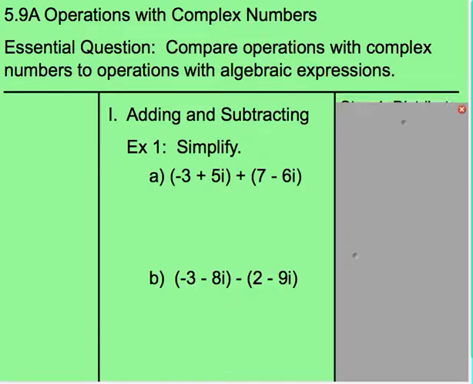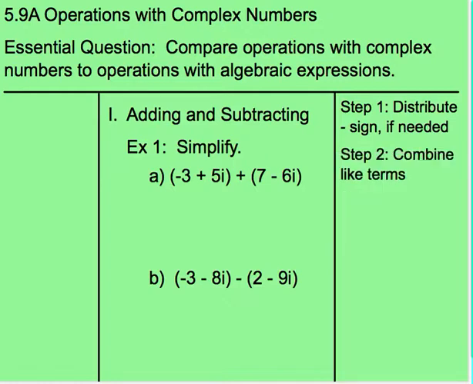So step one is if you have subtraction, you're going to want to distribute the negative sign because it's easier to add than subtract. And then we're just combining like terms. So on part A, all we have is addition. Negative 3 plus 7 is 4. 5i plus negative 6i is negative i.